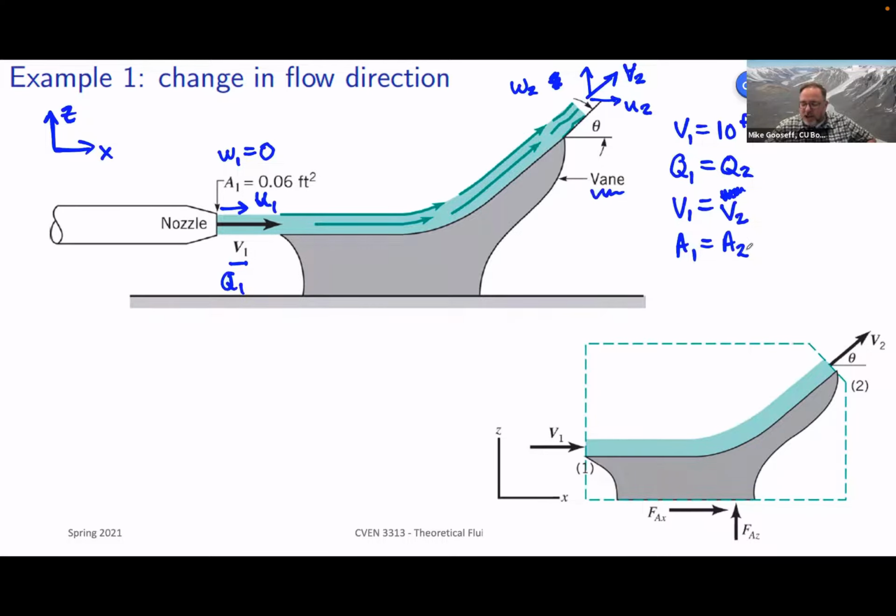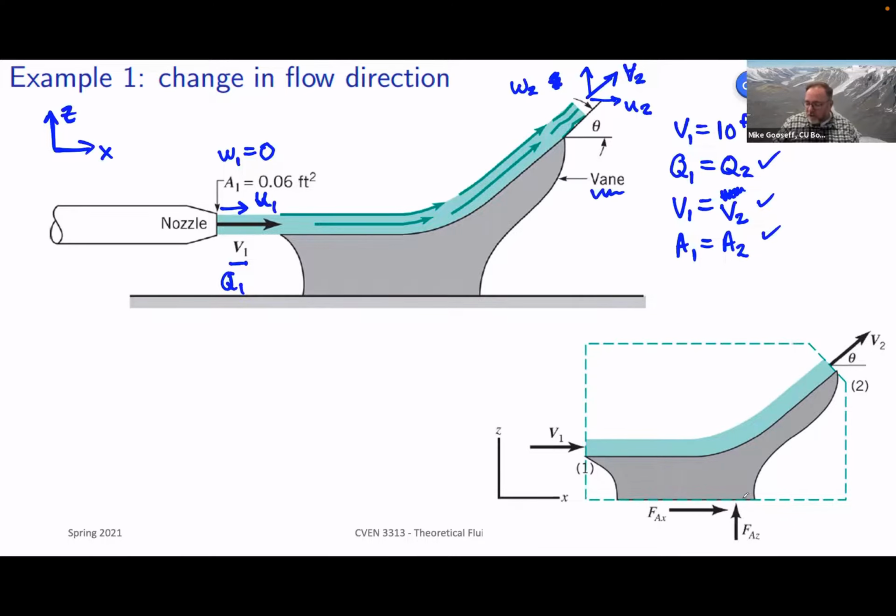It may change shape from round to rectangular, but because we're not given any more information, we know that this has to be true. So we can assume that these two are true simply because we're not given any other information about how velocity might change in some way. Now, for the components of velocity, V2 is the same as V1, but it now has a W component and a U component, right? A Z and an X direction, right?